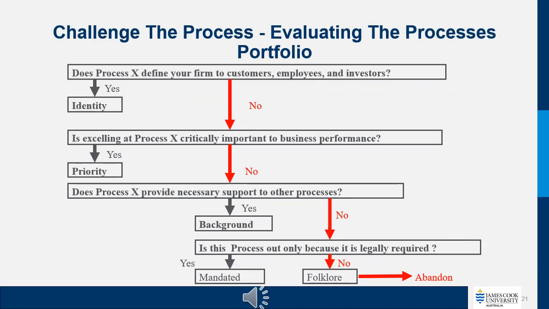So this is how it works. First we see if the process is identity. If it's yes, then that's fine. If it's no, next question. Is it a priority process? If it's yes, that's fine. If it's no, we go to next. Is it a background or is it mandated? If it's none of these, we really need to look into, all right, is this process necessary or do we need to keep this process or do we need to abandon this, right? So it's very important that we identify what type of process we are dealing with.